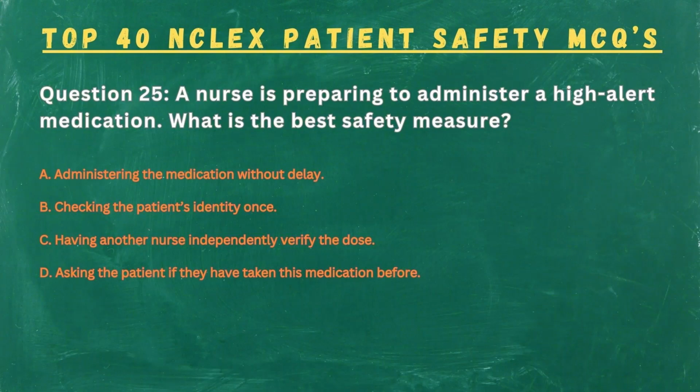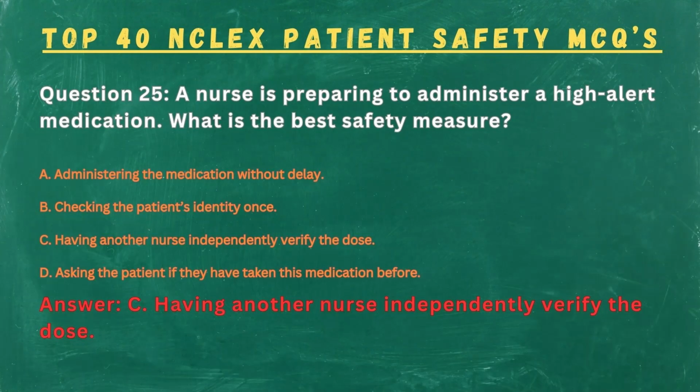Question 25. A nurse is preparing to administer a high-alert medication. What is the best safety measure? A. Administering the medication without delay. B. Checking the patient's identity once. C. Having another nurse independently verify the dose. D. Asking the patient if they have taken this medication before. Answer: C. Having another nurse independently verify the dose.